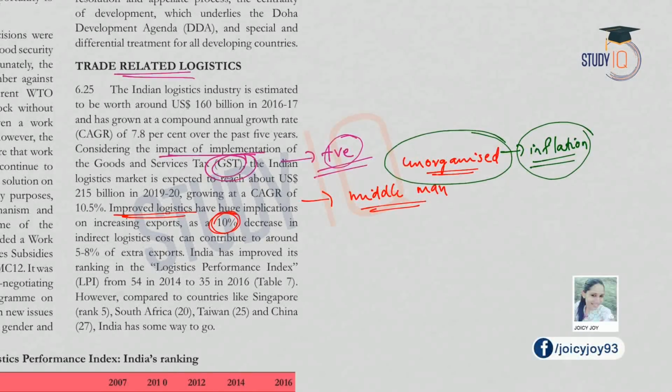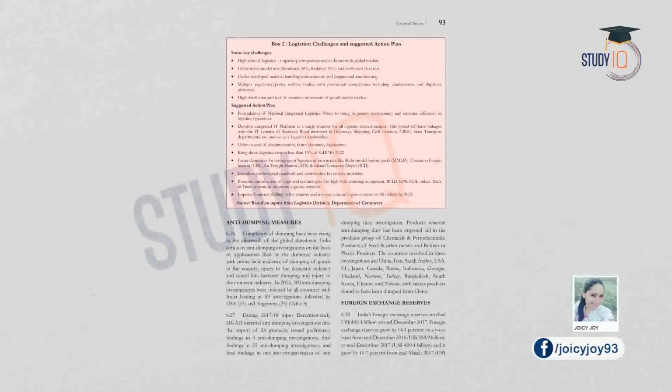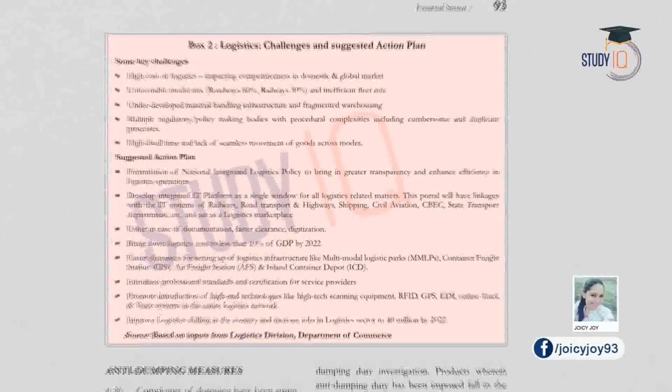So if there is a proper or formal channel to provide logistic facilities to any sector, be it agriculture or be it industry, manufacturing, the cost will come down, leading to decrease in inflation. Secondly, it will promote exports, and thirdly, it will provide remunerative prices for the manufacturers or for the producers. So it has many added advantages. So we will now look at what are the challenges in the logistics front in India.